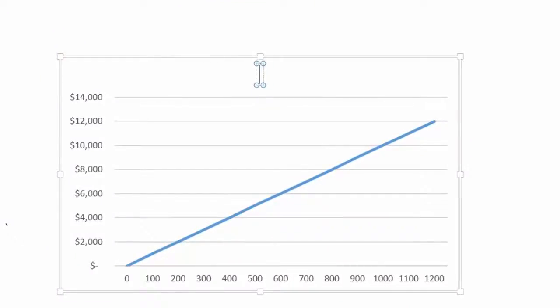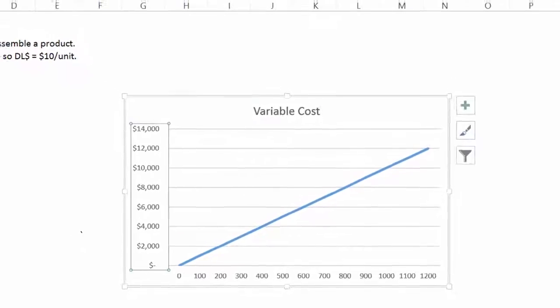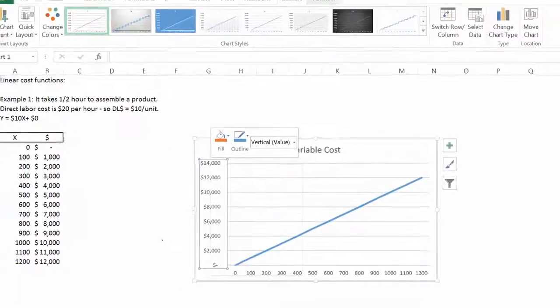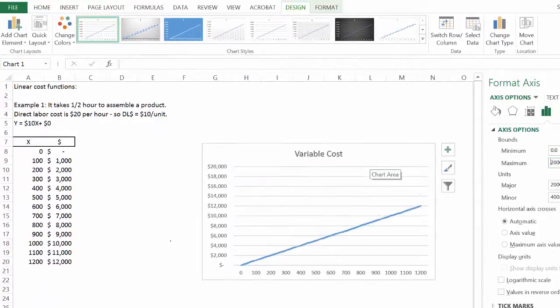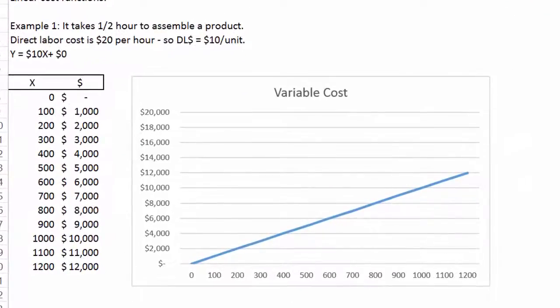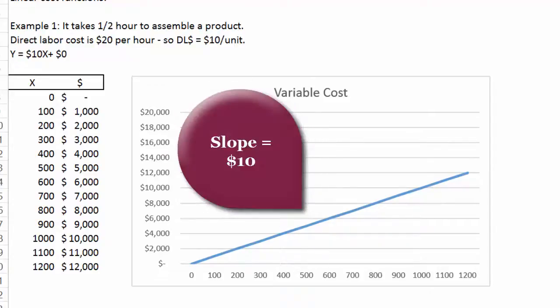I'm going to change this title to variable cost. This is a strictly variable cost. And I'm going to change this axis so that the maximum is 20,000. Okay, so what do we know about this graph? It starts at the origin. If I make no widgets, my cost is 0, and it goes up in a linear fashion. In other words, it is a straight line, and the slope of that line is 10.